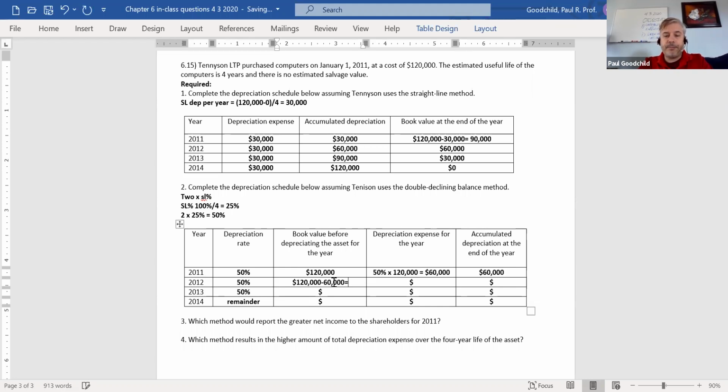Now we have 120,000 minus the 60,000 for our book value. And so our book value is going to be 60,000 at the beginning of year 2. We multiply the 50% times the 60,000, and we get 30,000. And so accumulated depreciation is 90,000. Now our book value is 30,000, and so our depreciation expense is 15,000. And so our accumulated depreciation is 105,000.